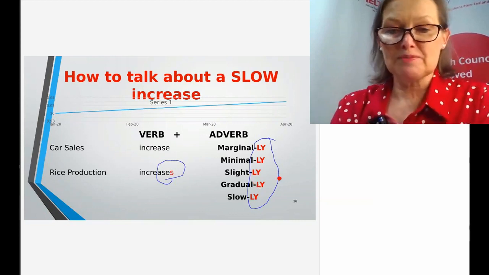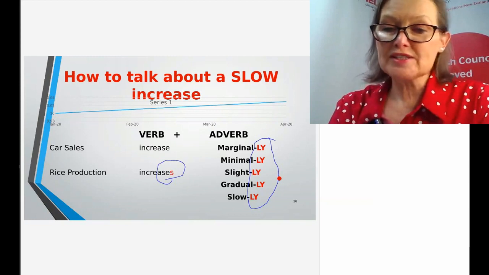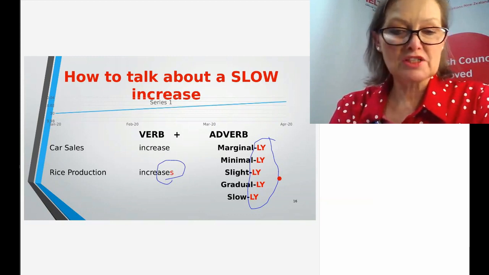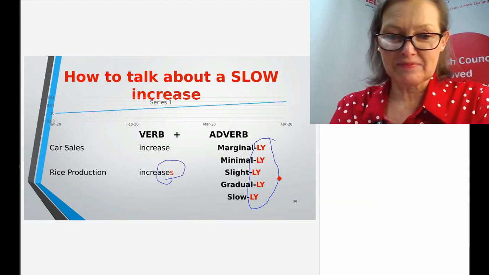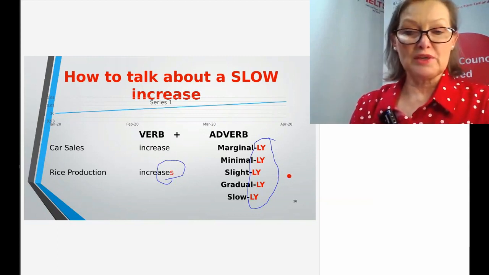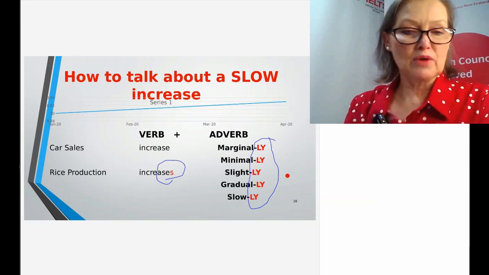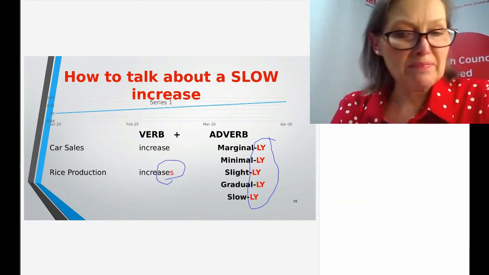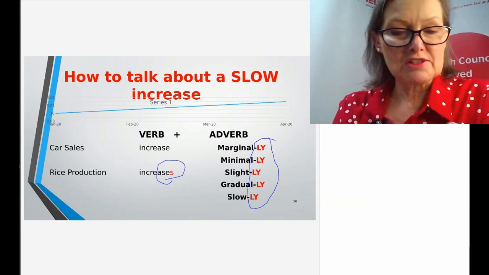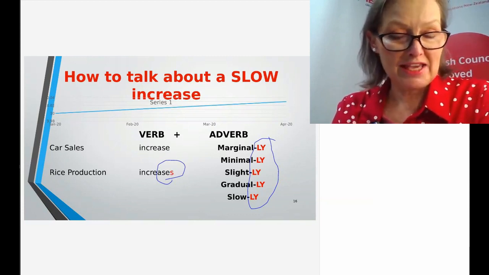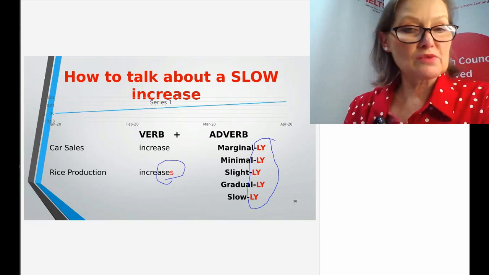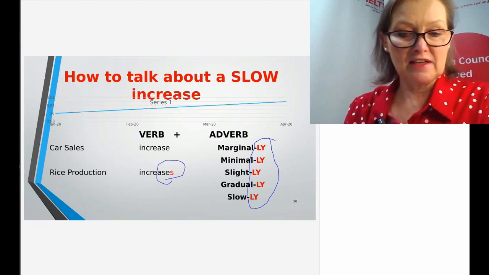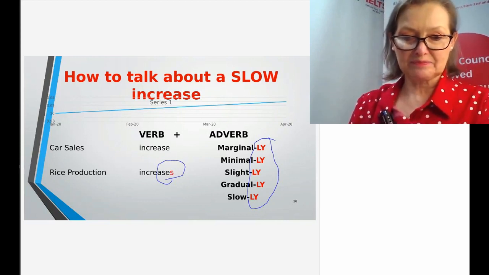So we have these adverbs. Car sales increase marginally. Rice production increases slightly. Car sales increase minimally. Rice production increases gradually. So really, it's quite simple. All I have to do is learn the sentence structure, number A, and just practice writing these sentences again and again so that you can get them really fast and really accurate.